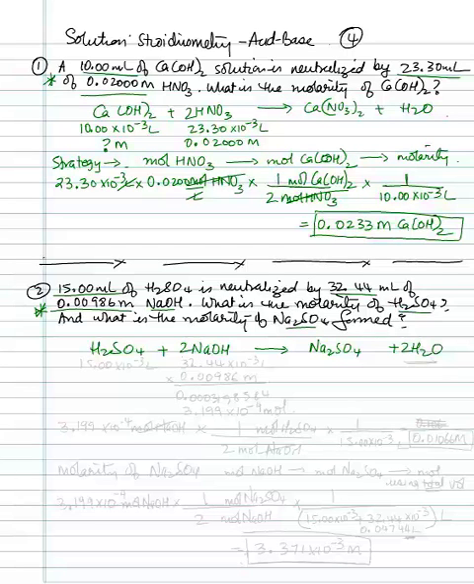Writing the information that we need: 15.00 times 10 to the negative 3, converted into liters right away, and 32.44 times 10 to the negative 3 liters of 0.00986 molar. For those of you who want to work a different way, you can also go ahead and calculate the moles right from the sodium hydroxide.